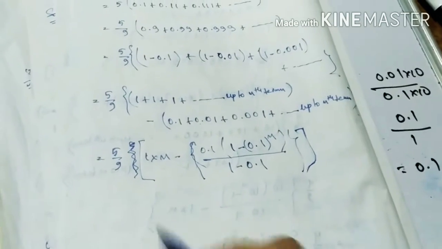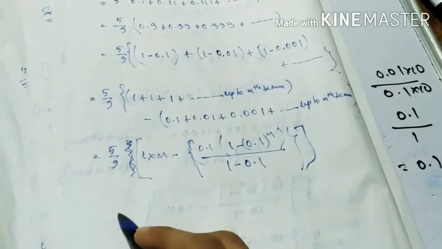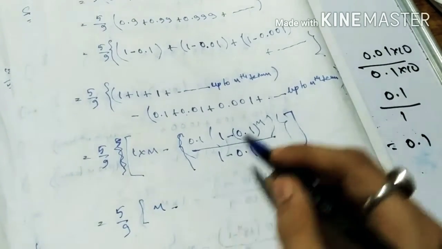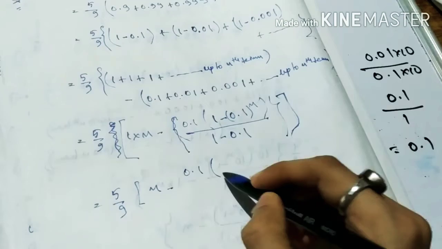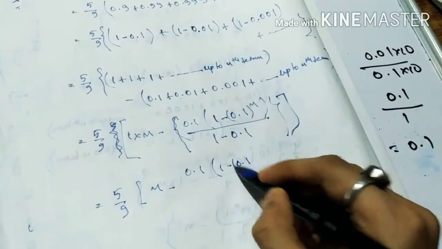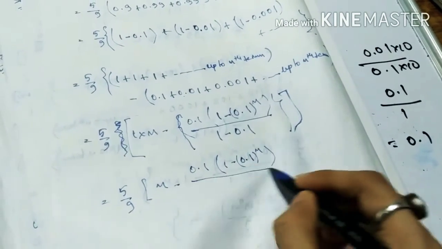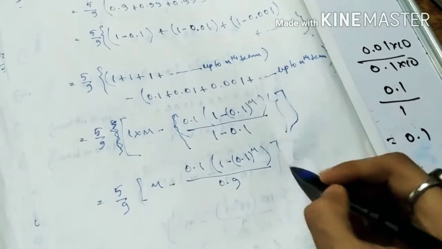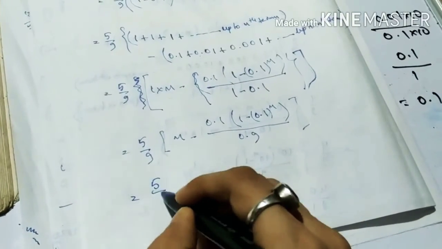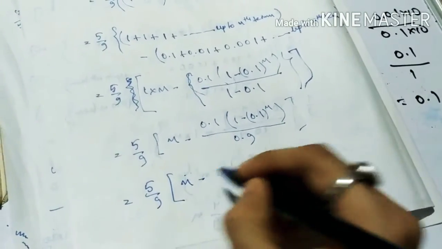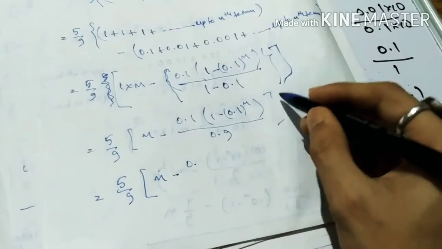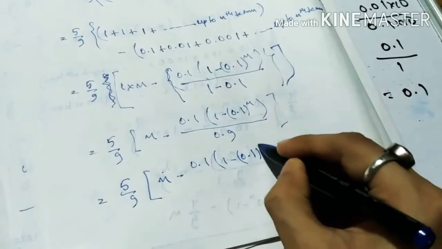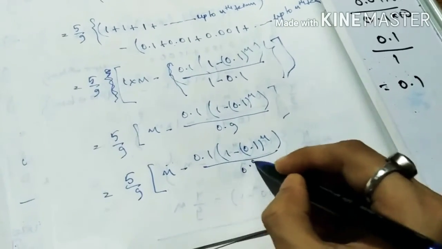Understand? So this is ultimately what I got in here. Ultimately this is 5 by 9. This one will become n minus 0.1 bracket start 1 minus 0.1 to the whole power n by 1 minus 0.1. I will get 0.9. So now in here you see 5 by 9 n minus 0.1 into 1 minus 0.1 to the whole power n by 0.9.